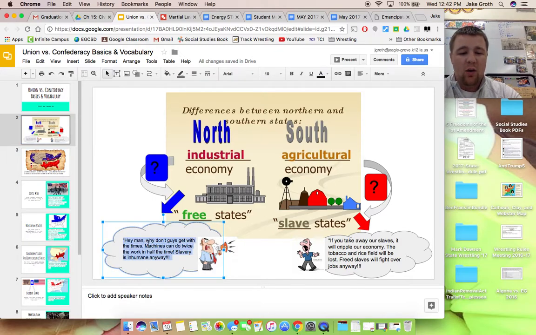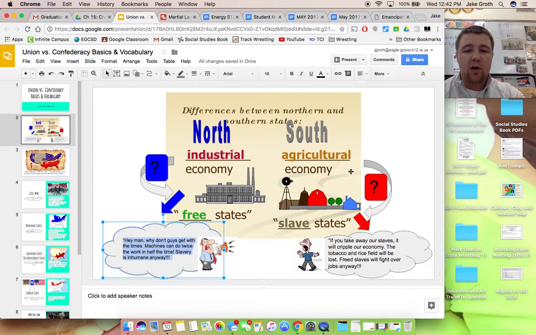Okay, so in the North, they were all about industrialization, and their whole thing was: hey man, why don't you guys get with the times? Your way of thinking is antique-ish, and machines can do in half the time double, triple, or more than 10 times the work a slave can. So why, and the fact that slavery is wrong and inhumane, why would you have a slave?